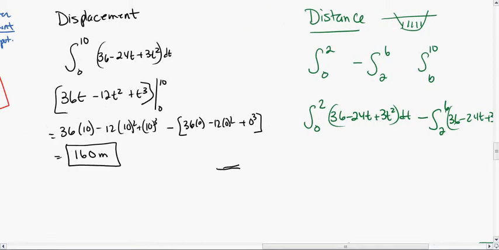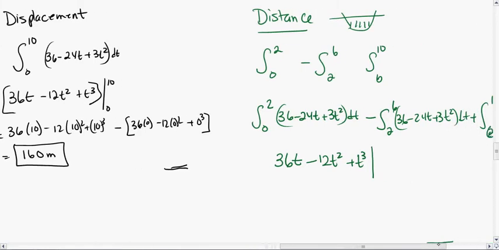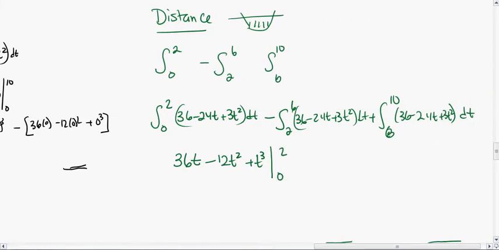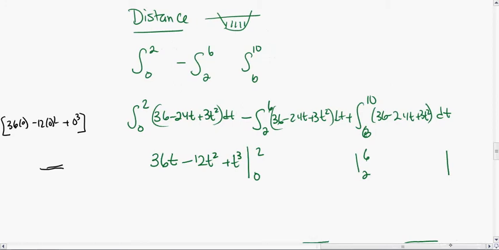And we figured out from the last time that when we integrate from 0 to 2 or 2 to 6 or any of that, my integrated function looks like this: 36t minus 12t squared plus t cubed. And we're going to evaluate that 3 times. We're going to evaluate it from 0 to 2, from 2 to 6, and from 6 to 10. The only thing we're going to be careful about is that we're going to subtract whatever we get when we evaluate it from 2 to 6. We'll add whatever we evaluate it from 6 to 10.